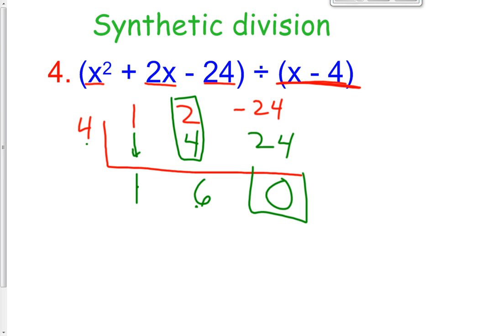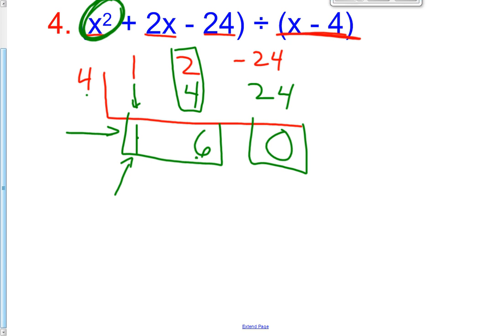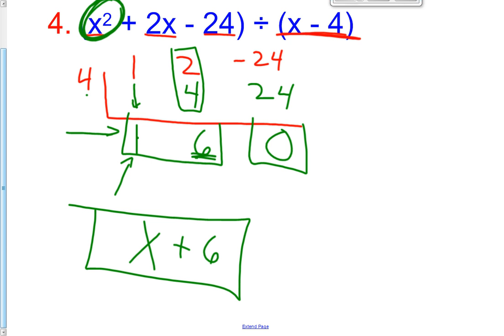So now this 1 and this 6, this isn't our answer. This represents the coefficients of our x variable from 1 power down from our highest power. So our highest power is x squared. So these numbers right here, they represent the coefficients 1 power down from that. So 1 power down from x squared is x to the first. This 1 right here represents 1 x to the first. And then 1 down from that is our constant term. So this 6 represents our positive 6. Our quotient, our answer, is x plus 6.